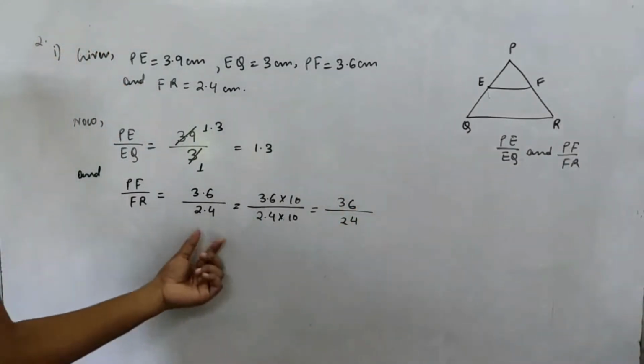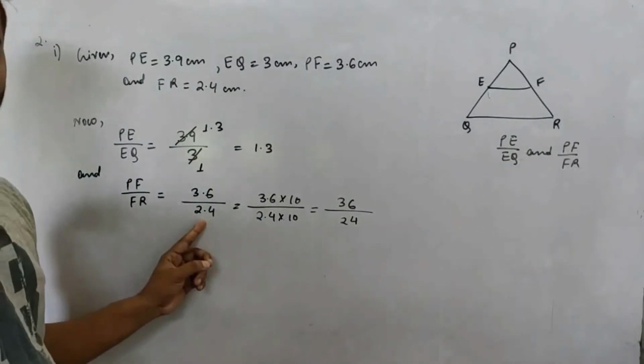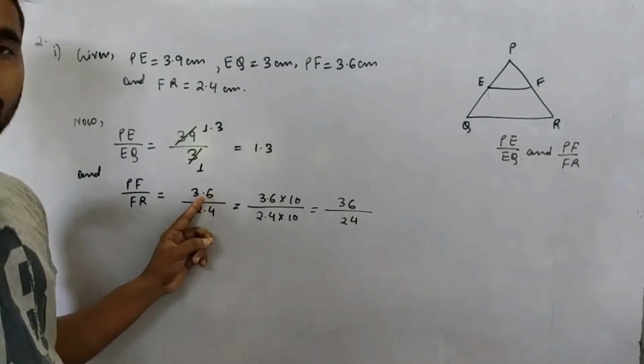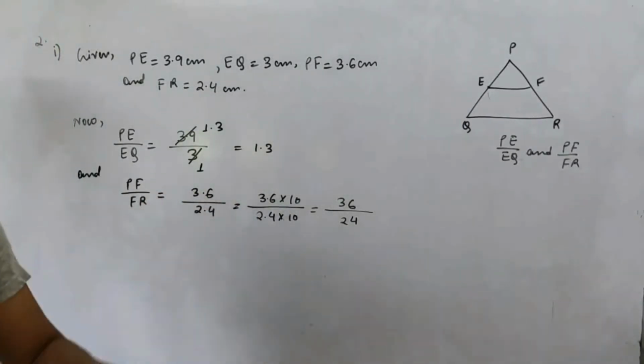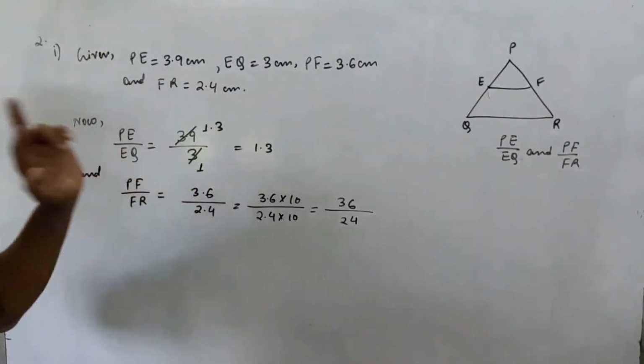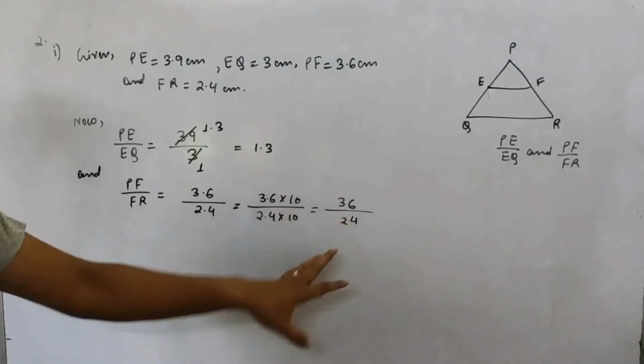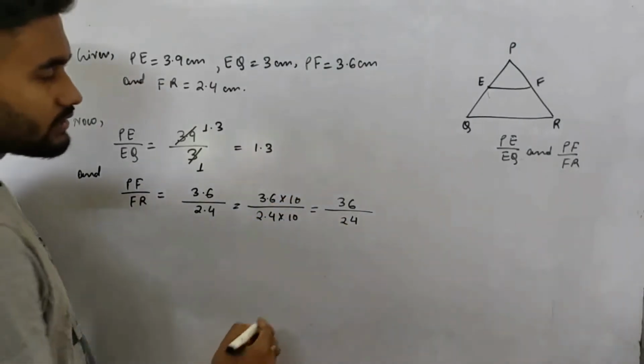Or in short, what can you do? The point is before one digit, and over here also in the numerator the point is before one digit. So both in the numerator and denominator the point is before one digit. So directly you cancel the point. Directly you will get what? 36 by 24. Now you cancel.